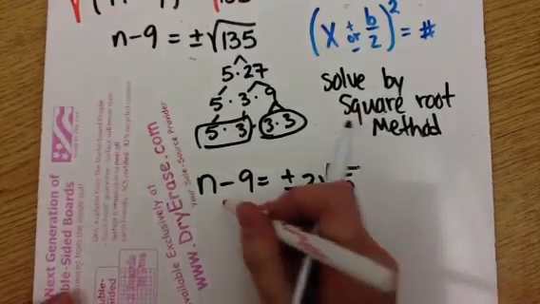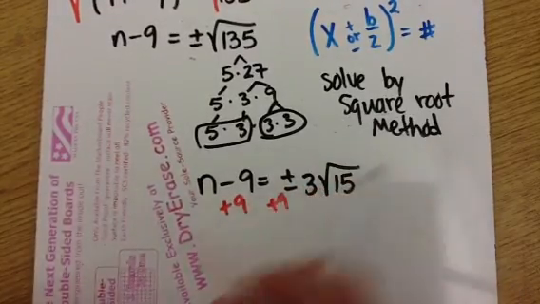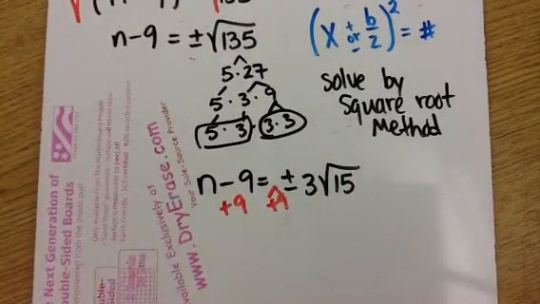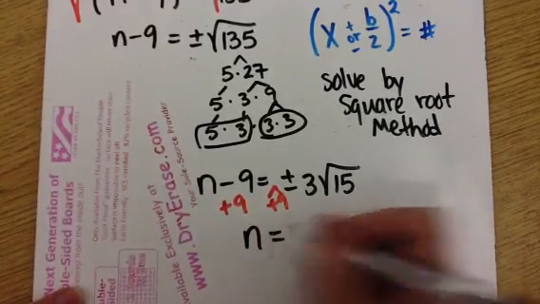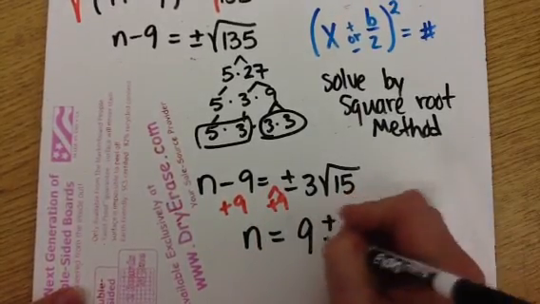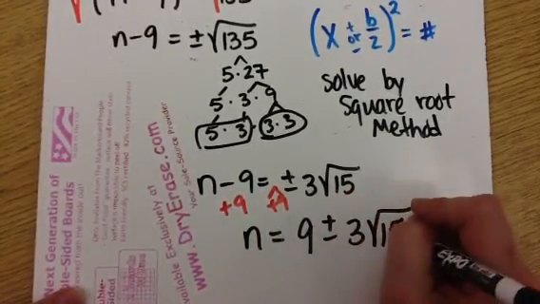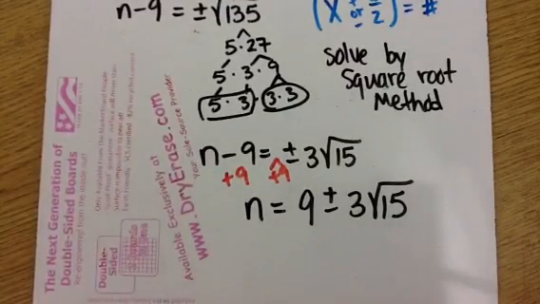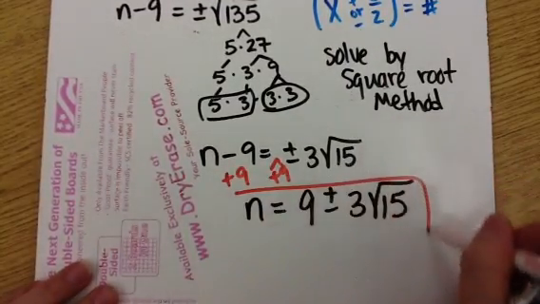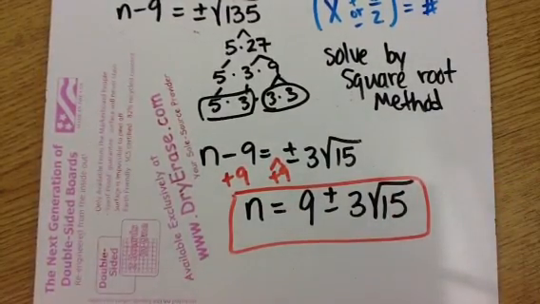I need to then add my 9 over to the other side. It's going to go in front of the plus or minus. So we get n equals 9 plus or minus 3 square roots of 15. And since those are not like terms, I cannot combine anything, so that will be my final answer.